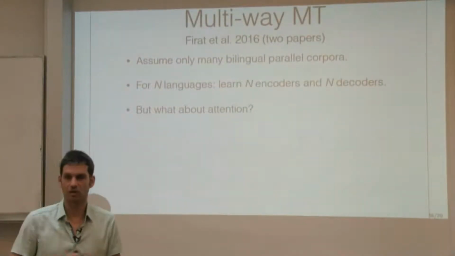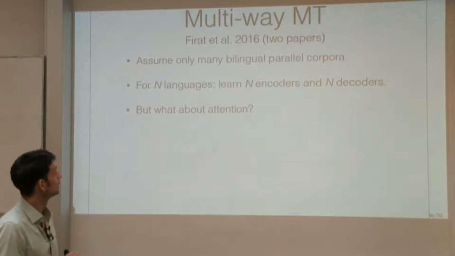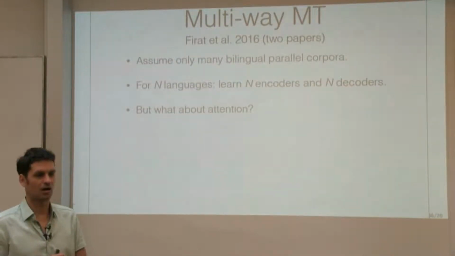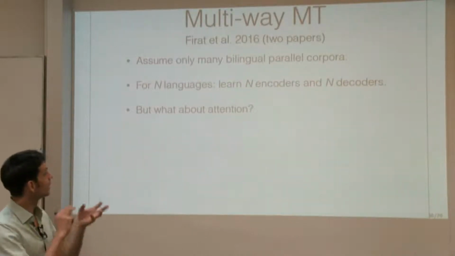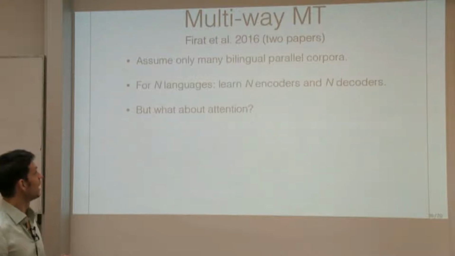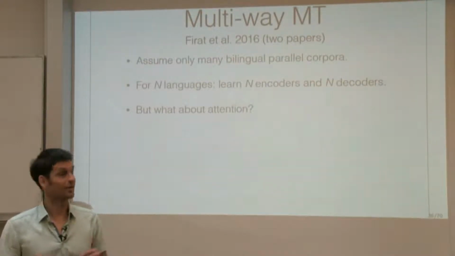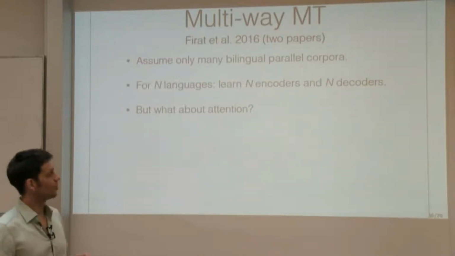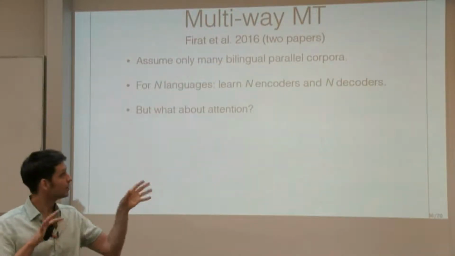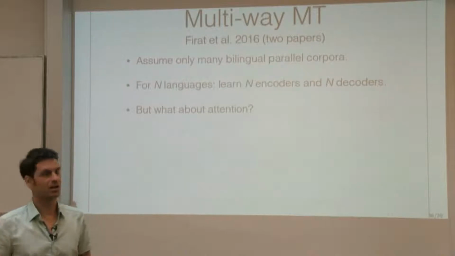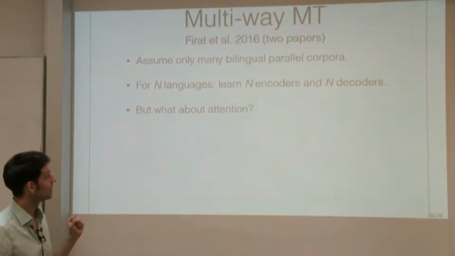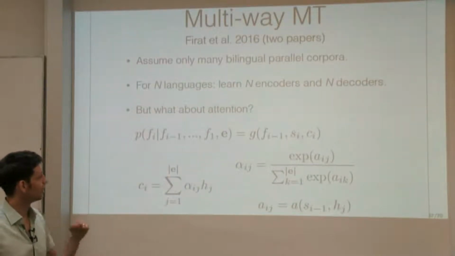Orhan, in two papers in 2016, did an experiment with corpora that are not multiparallel but only bilingual, and bilingual across many pairs. And the main question was what to do with attention there. He was trying to train N encoders and N decoders, so not only multiple source side, but also multiple target side. And the question was what to do with the attention.